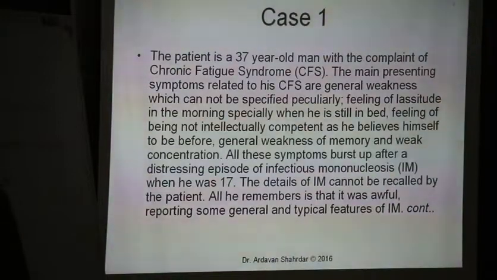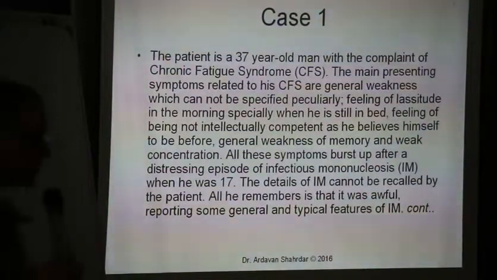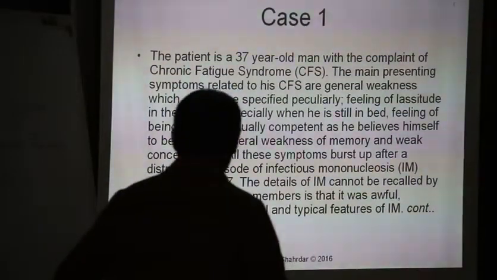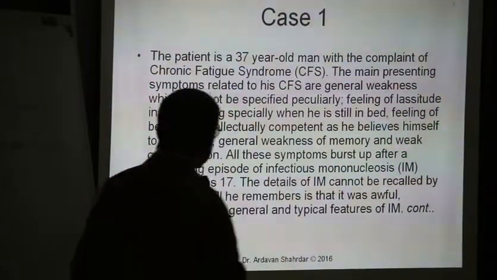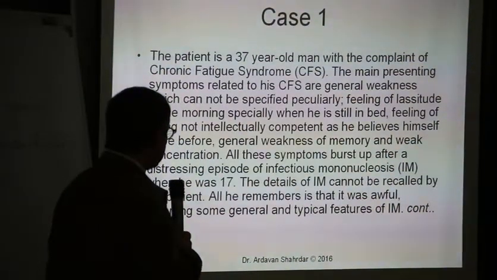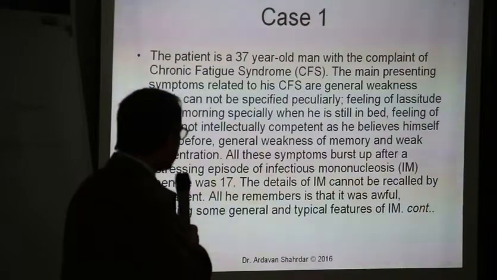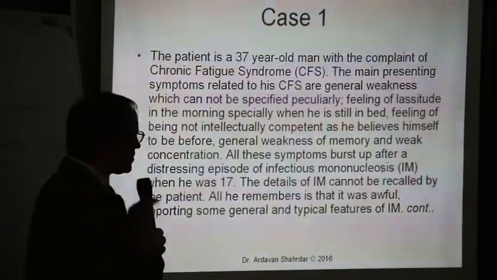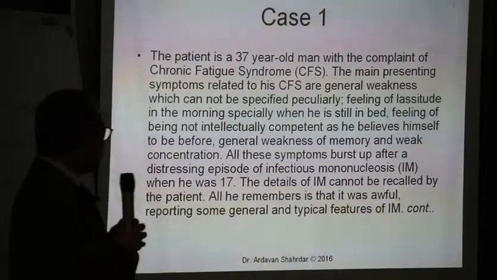He doesn't feel himself to be what he was before. He feels that he's not so sharp as he was before. General weakness of memory and weak concentration. All these symptoms burst up after a distressing episode of infectious mononucleosis.